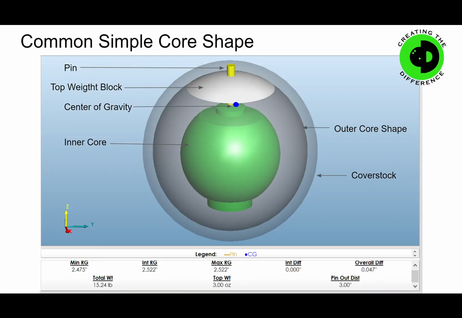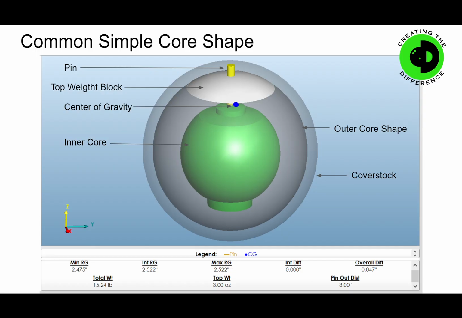So this is a good example of that core shape. You can see we've marked some various spots of the core. The little yellow piece at the top is actually called the pin. That sticks out on the surface of the ball. Below that is this white disc, and that's called the top weight block. Below that, the green is the inner core shape. The blue dot is on the surface of the ball as well. That's called the center of gravity.